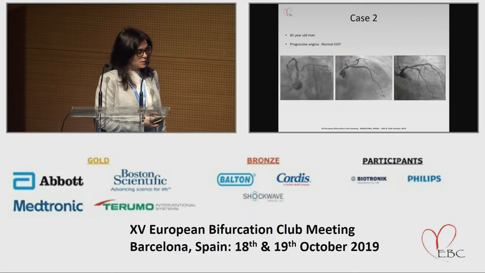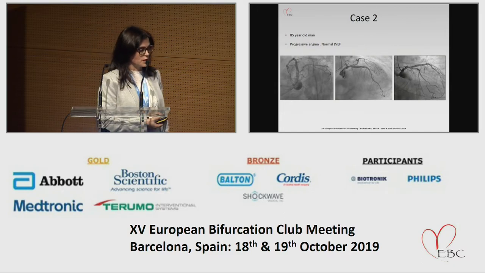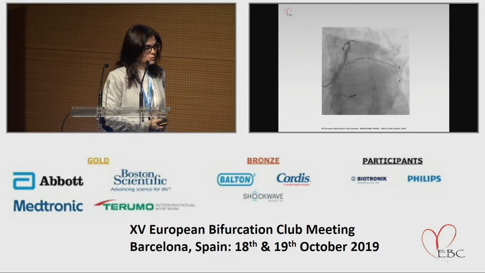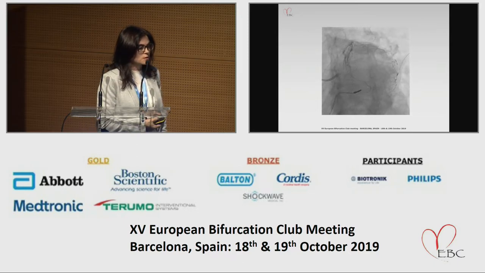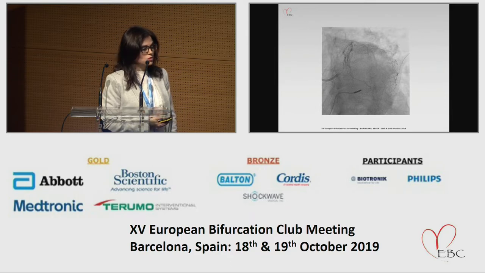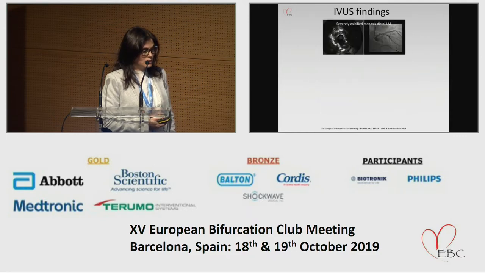Another example, this is an 85-year-old man, coming with progressive angina. And you can see here in this moving image that he has a lot of disease involving the left main, but also the left main and the LAD. And of course, the decision here is how to treat that. And for that, we use imaging, in this case, IVUS.